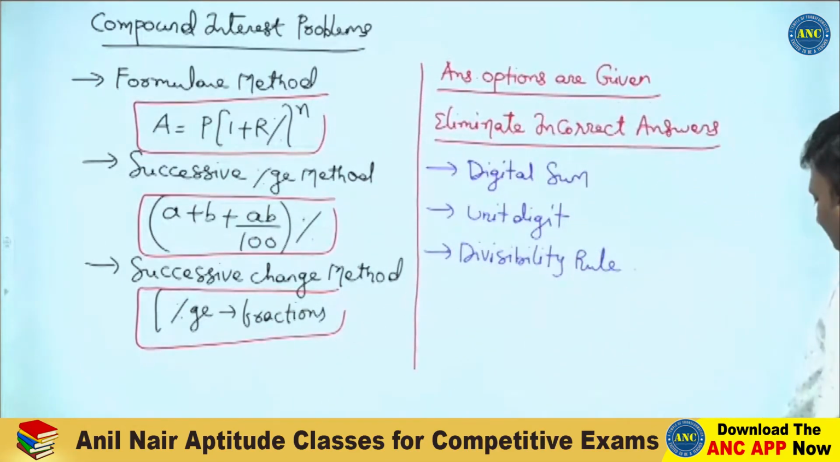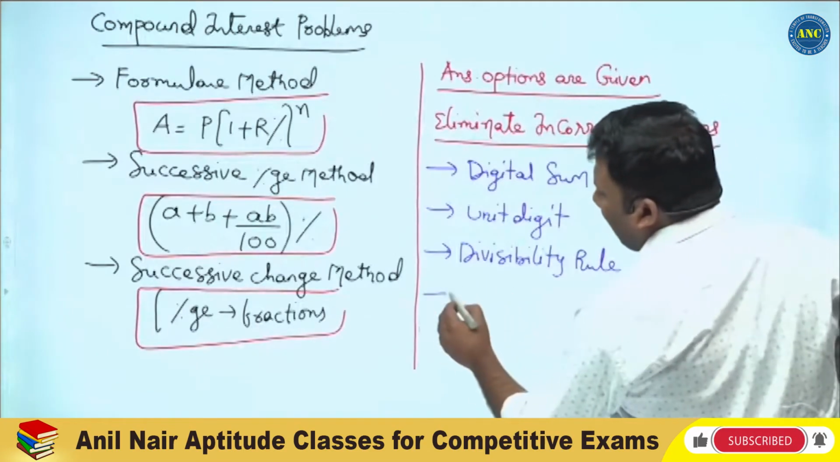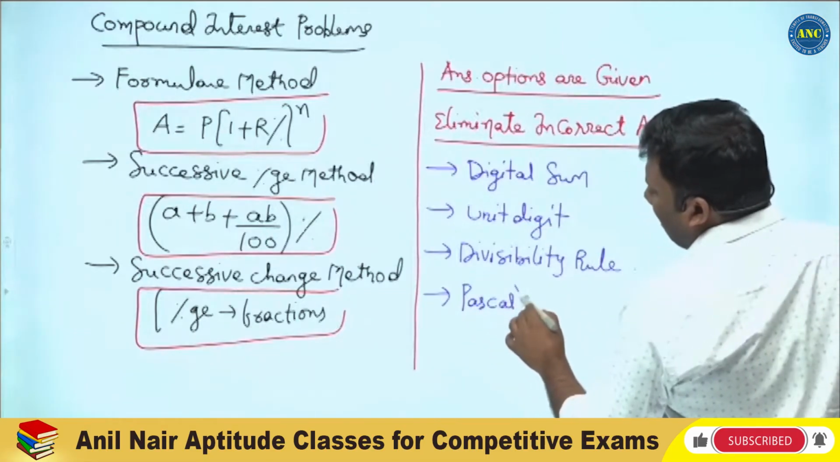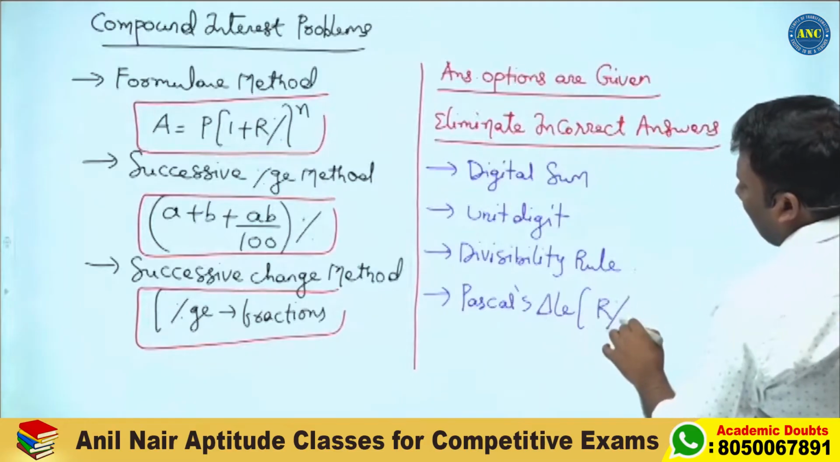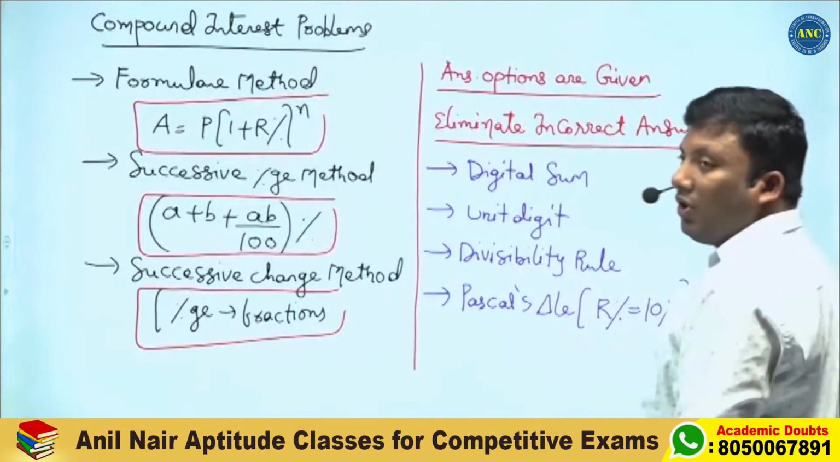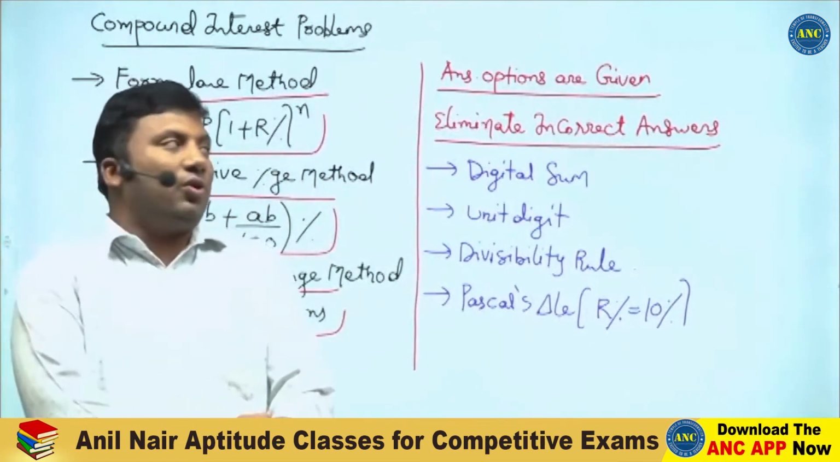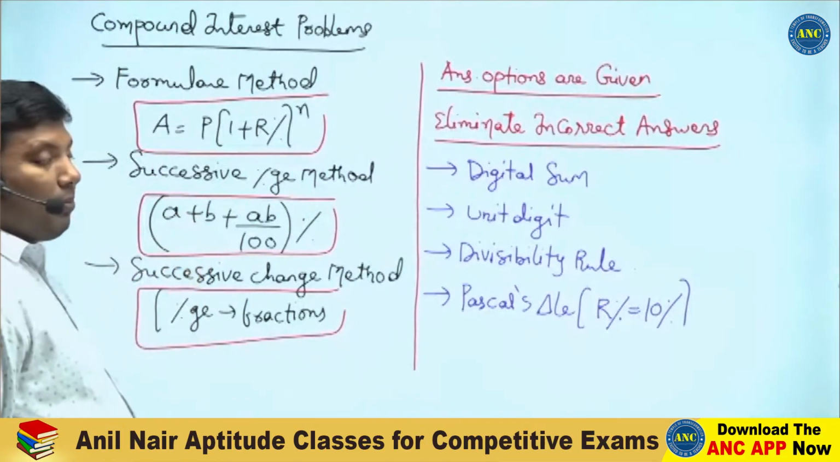Some things which we already did. Yesterday we also discussed Pascal's triangle. It is used when the rate is 10 percentage. Directly if R is 10 percentage, it will go as per the coefficients of A plus B power N. A good number of problems we did.